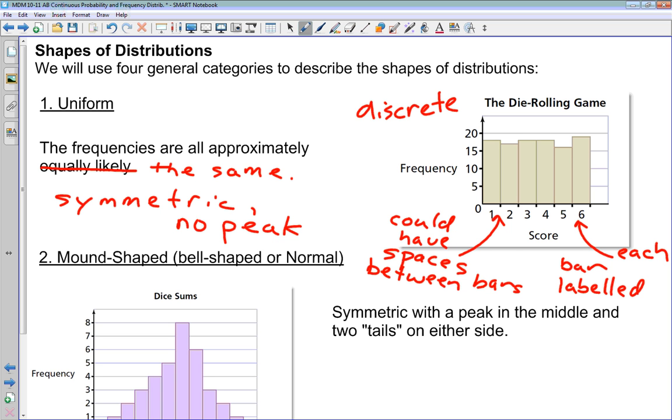Because there's a distinct separation between our 1 and our 2. Okay? We have the frequency of getting 1, the frequency of getting 2, and nothing in between them. So we could separate the bars a little bit on this one.